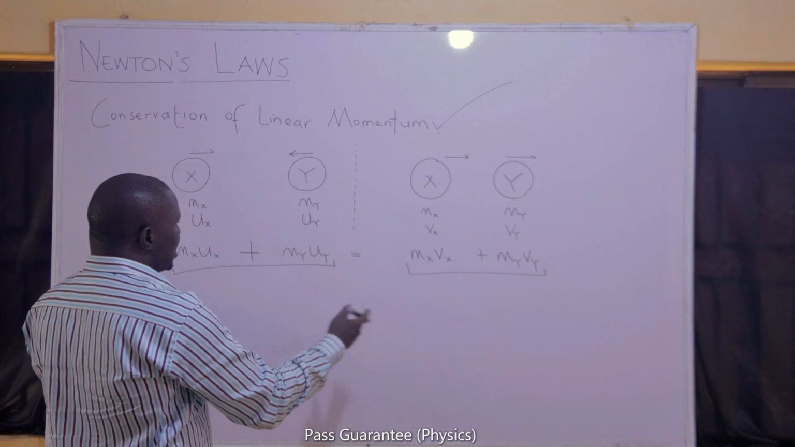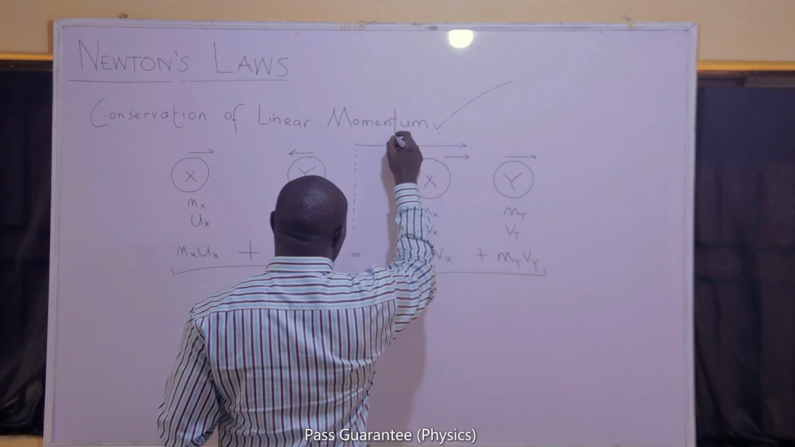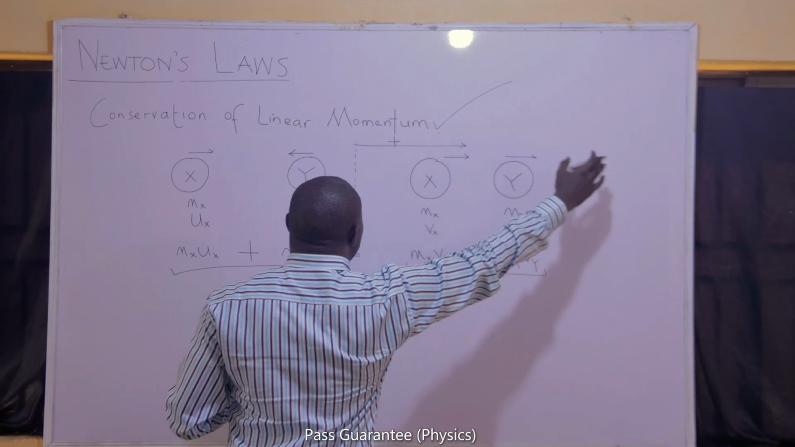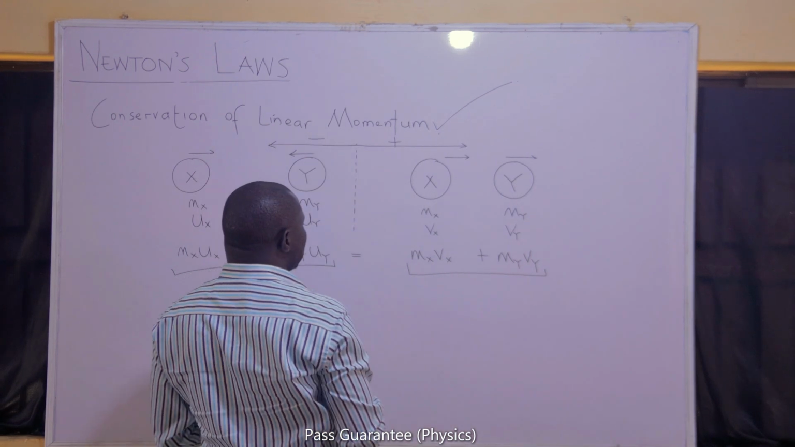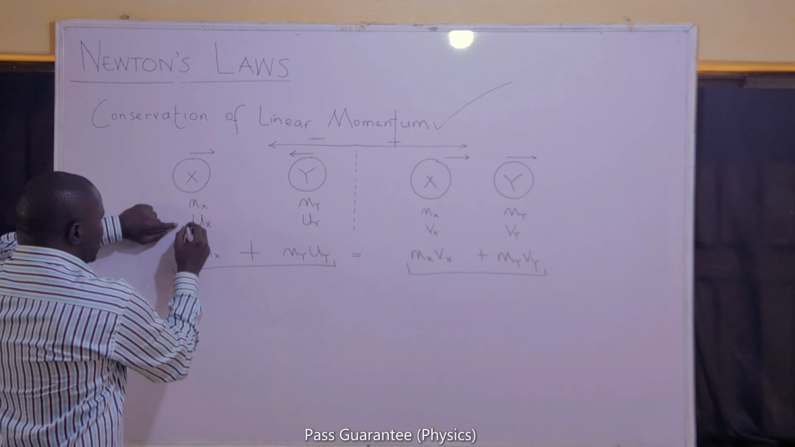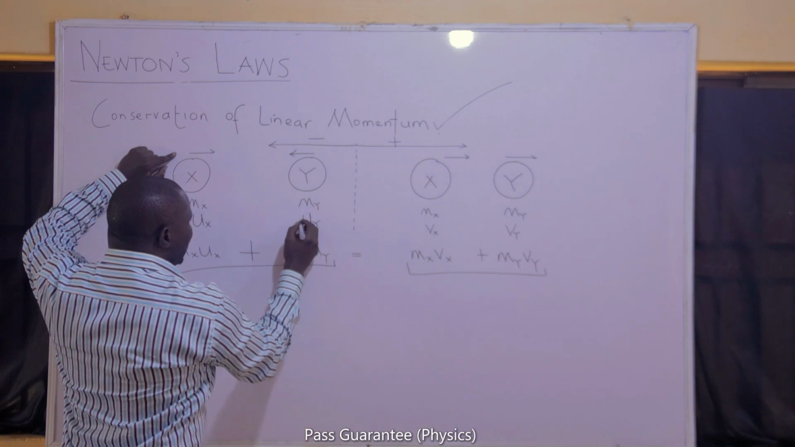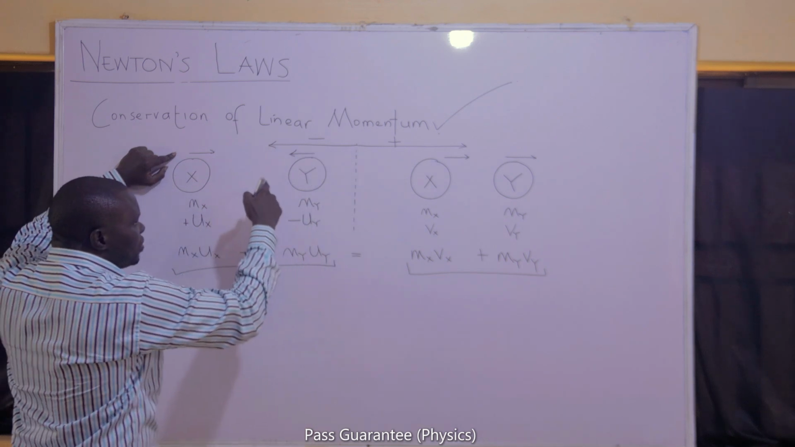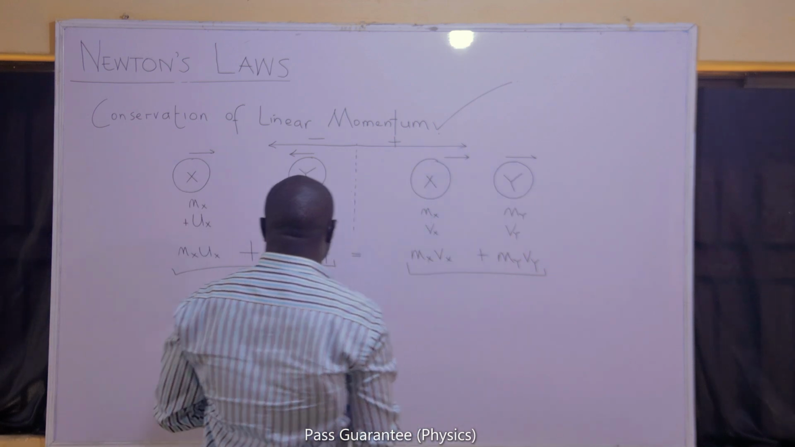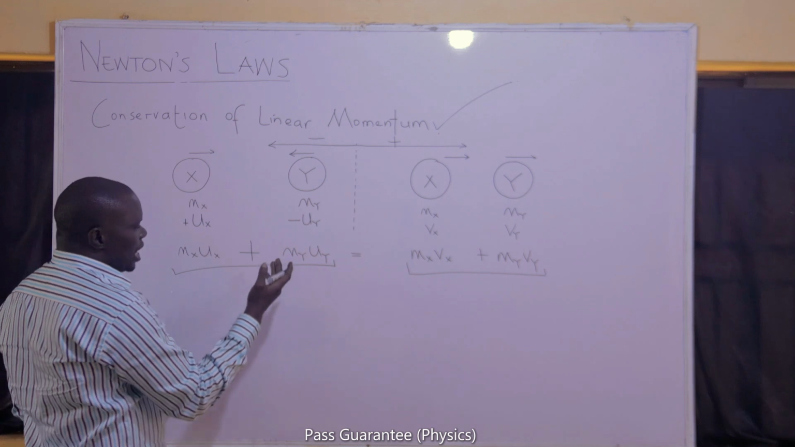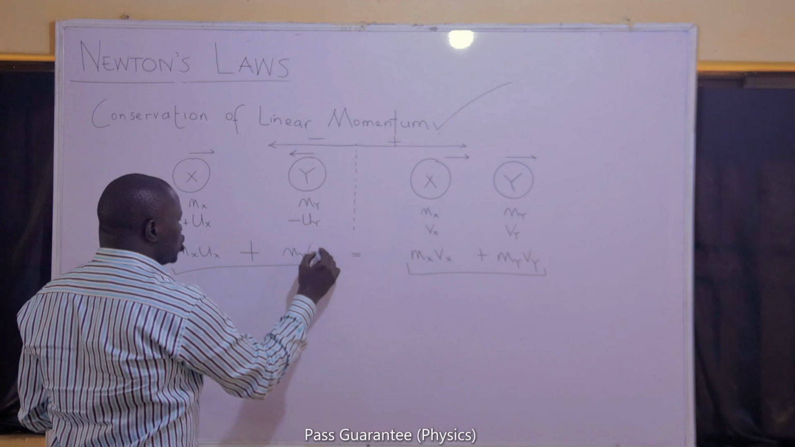What I mean by that is, if I have a question like this, I can decide that since most of the direction I have is positive, whatever goes to the right is my positive, whatever goes to the left is my negative. If that is the case, my ux will be positive because it's in the direction of my positive. My uy will be negative because it is in the direction of my negative. Both my vx and vy will be positive because both of them are in the direction of my positive. So that must be accounted for while I am writing this. So this will not just be uy, this will definitely be minus uy.